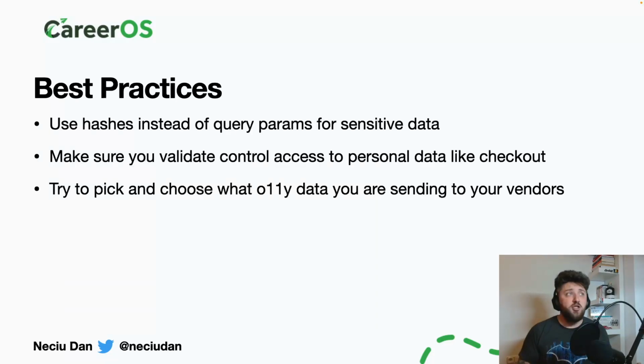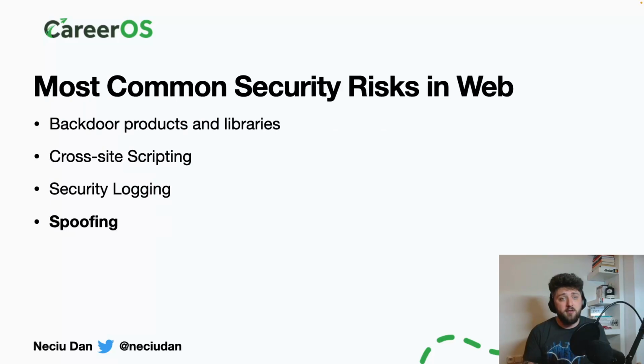So use hashes instead of query params for sensitive data. Make sure you validate access control to personal data. Try to pick and choose what observability data you are sending to your third-party vendors.